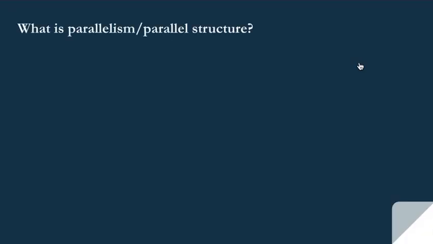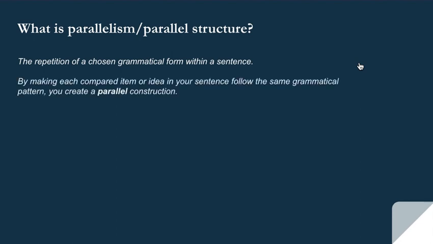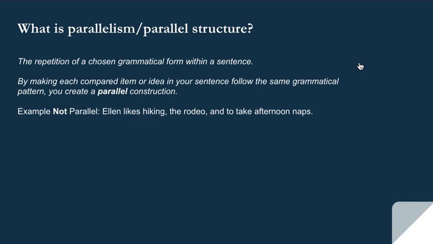What is parallelism, also known as parallel structure? It is the repetition of a chosen grammatical form within a sentence. By making each compared item or idea in your sentence follow the same grammatical pattern, you create a parallel construction. For example, a not parallel sentence is: Ellen likes hiking, the rodeo, and to take afternoon naps.